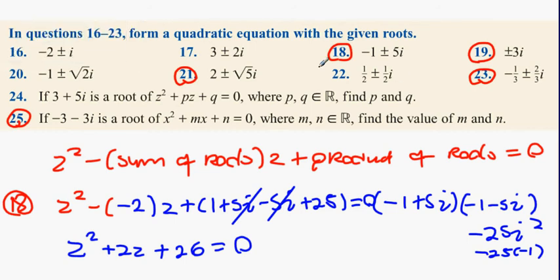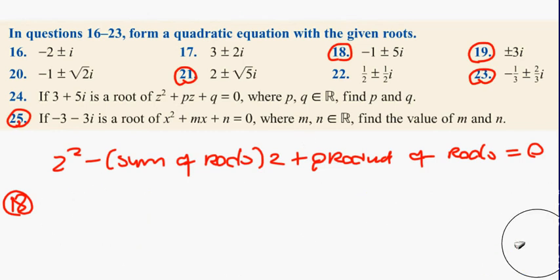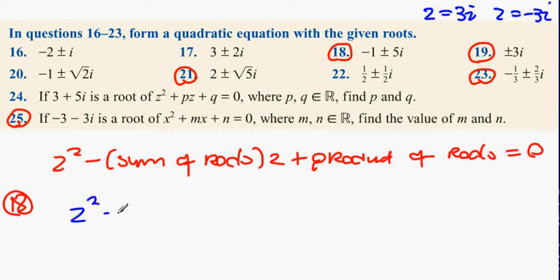Okay, so the next one is question 19. And in question 19, what we can see is the plus or minus 3i. So we know that one root is 3i and the other root is minus 3i. So z squared plus the sum of the roots. When you add 3i and minus 3i together, you get 0.